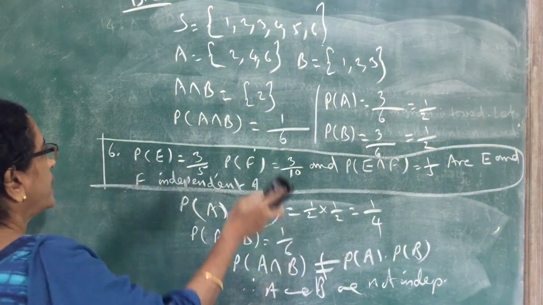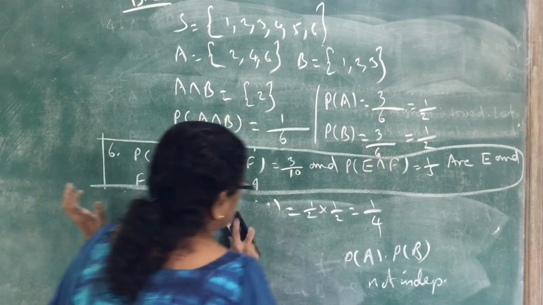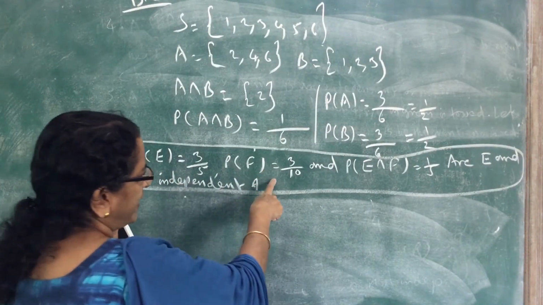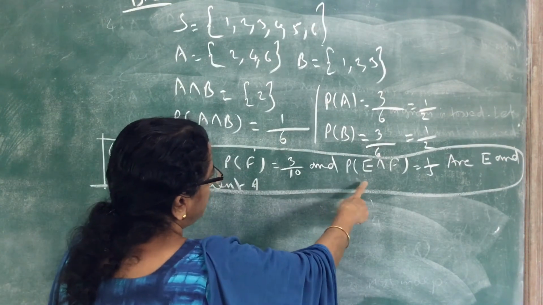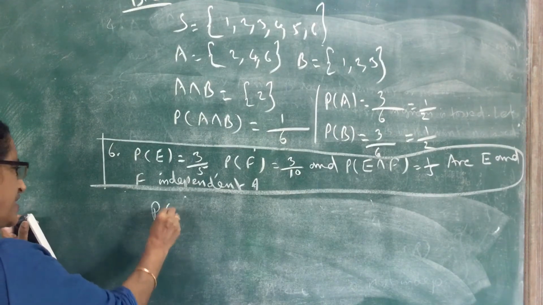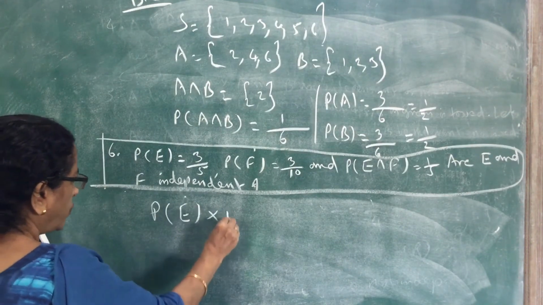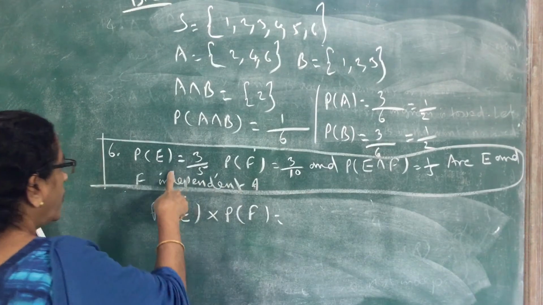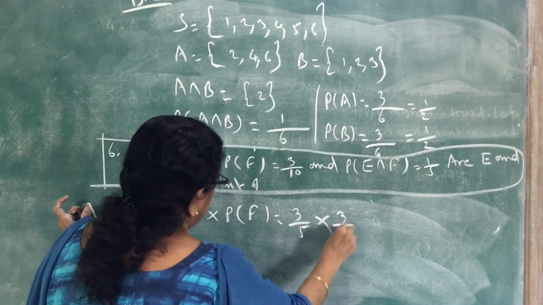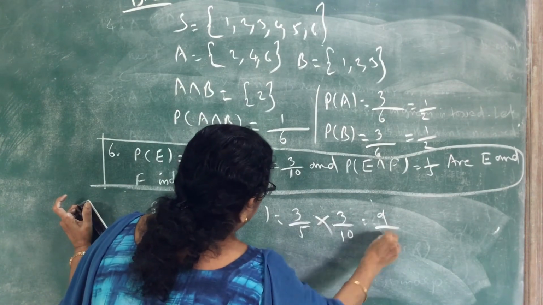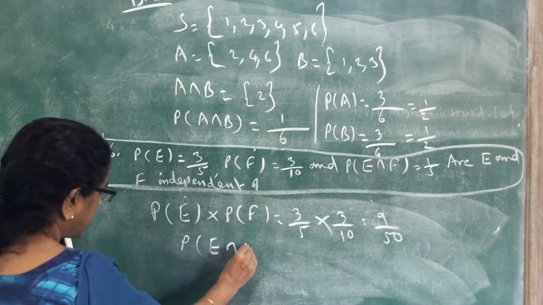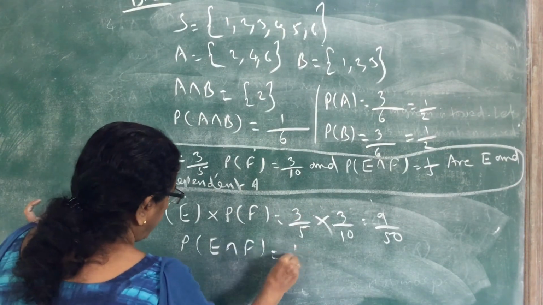Now see the sixth one. P of E is 3 by 5, P of F is 3 by 10 and P of E intersection F is 1 by 5. Are E and F independent? So just apply the formula. P of E into P of F, find that. P of E 3 by 5 into P of F 3 by 10, that is equal to 9 by 50. Now what is P of E intersection F? P of E intersection F equal to 1 by 5.